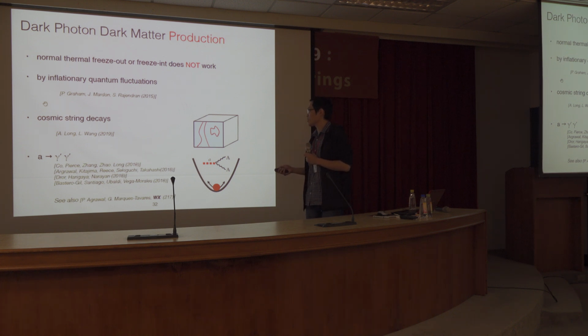This year, Lian-Tao and his collaborator Andrew Long have an interesting paper using cosmic strings. It's roughly a global cosmic string, and because you take the coupling almost zero, you get the cosmic string. When they evolve in the universe, you produce a lot of dark photons at a momentum of order the Hubble scale.